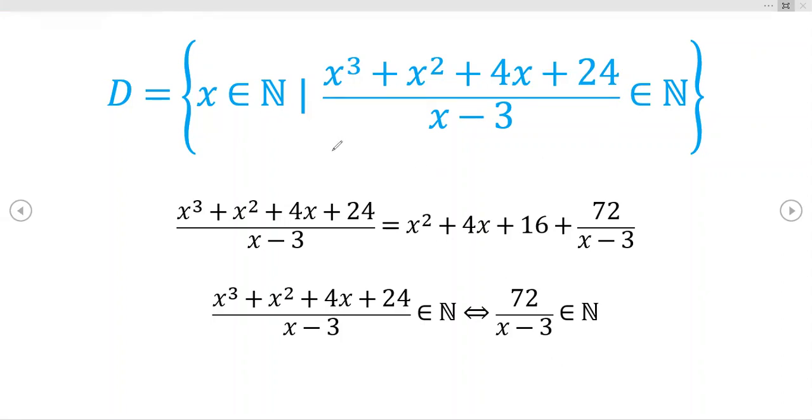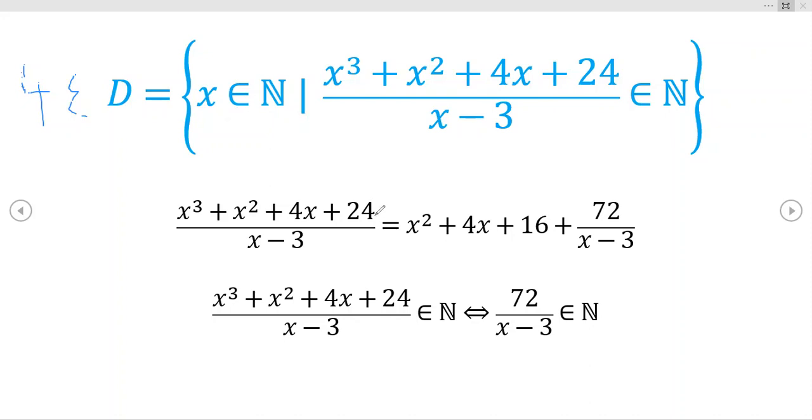Now, you can kind of get a feel for what the problem's asking for by noting that x equals 4 is a member of this set D, just by inspection. 4 is a member of this set because 4 minus 3 is 1, and we know the numerator evaluates to a natural number. So 4 is definitely in the set without even lifting a finger. So this set is definitely not empty. Let's see if we can find any more elements.